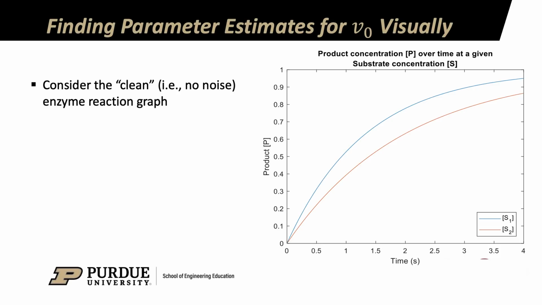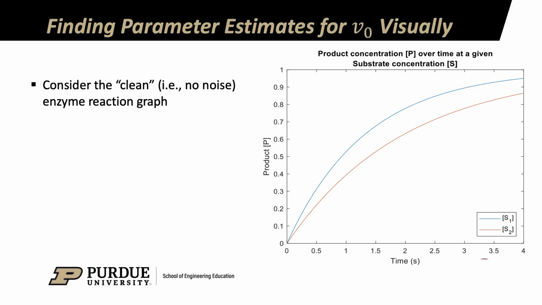This graph is a time history of the product concentration, which is noted by the capital P in brackets. So on the x-axis is time in seconds, and on the y-axis is the product concentration as the enzyme reacts with the substrate. This graph shows two different substrate concentrations for the same enzyme, where substrate concentration 1, marked as S1 in brackets, is in blue, and substrate concentration 2, marked as S2 in brackets, is in red.